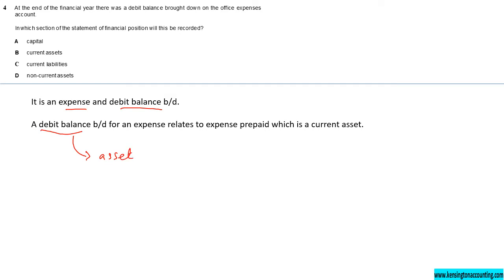Now, because it relates to an expense, it means it is expenses prepaid, and expenses prepaid is a current asset. Therefore, the correct answer is B.